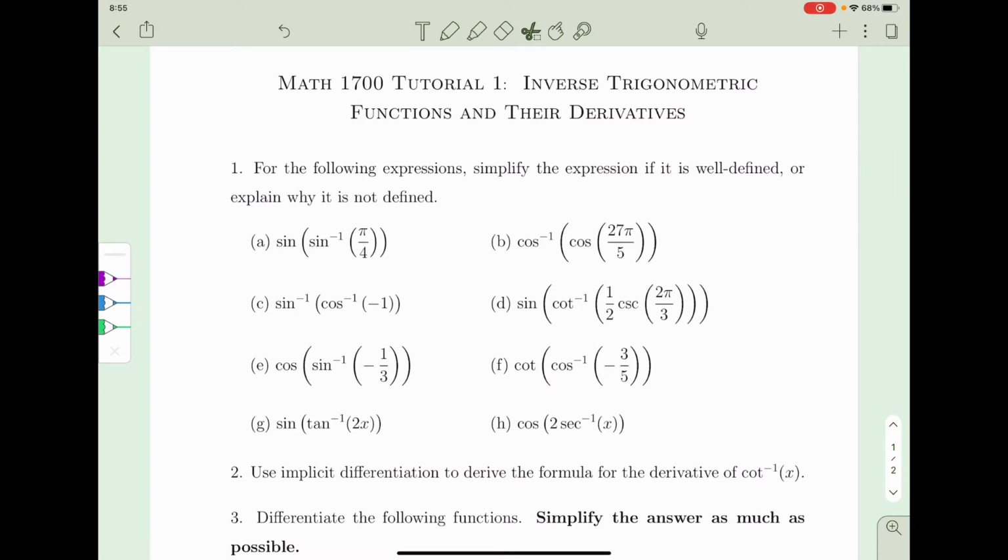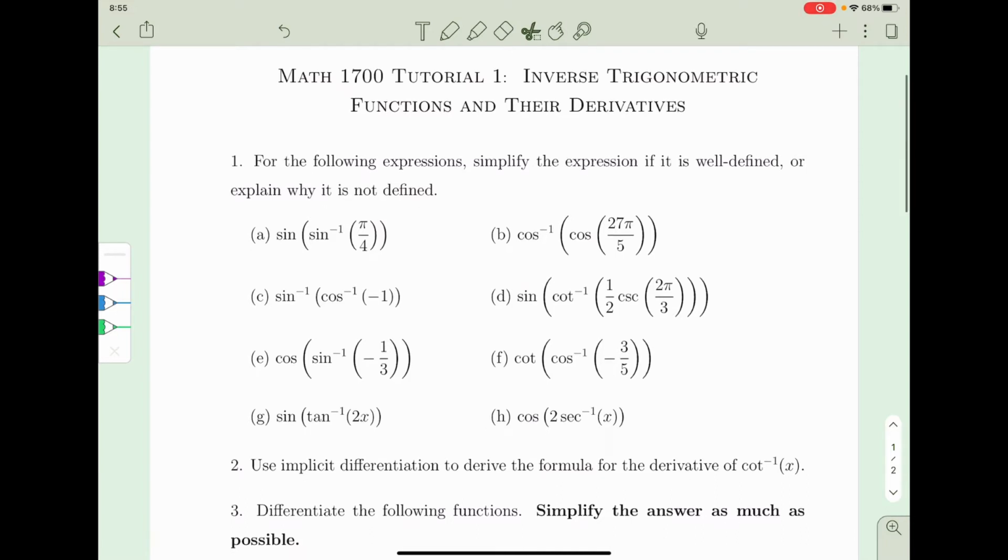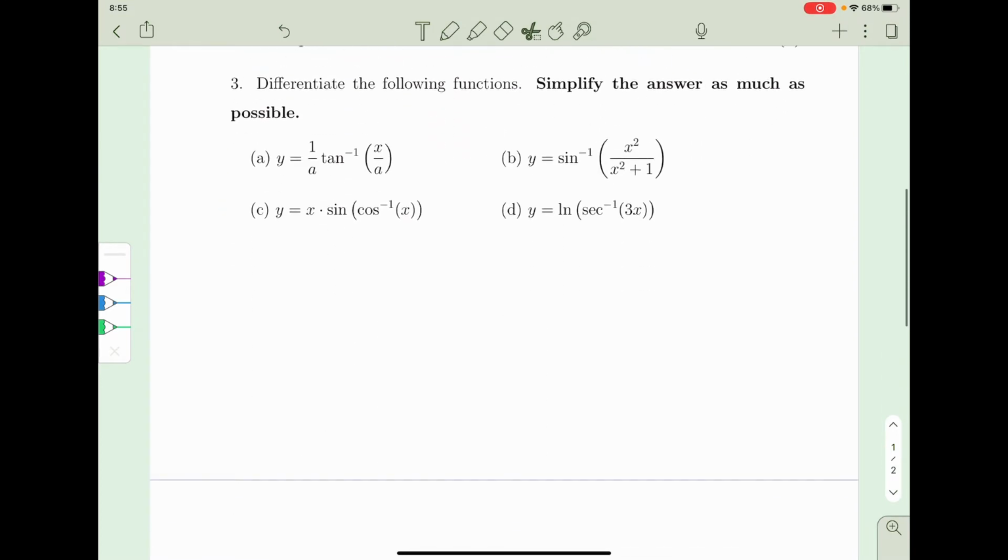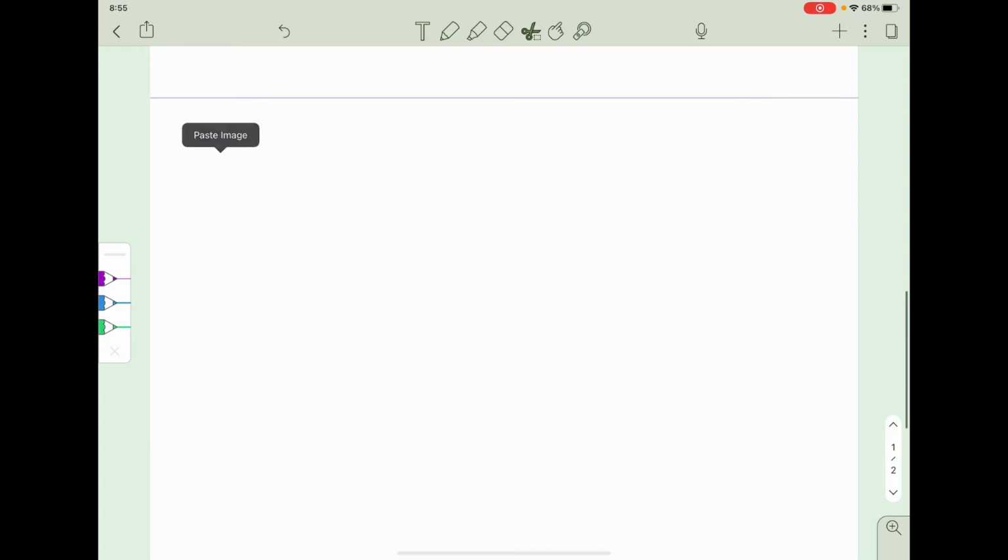So now let's get started to work on the first question. For the first question, for the following expressions, simplify the expression if it is well defined or explain why it is not defined. So let me copy and paste them here.